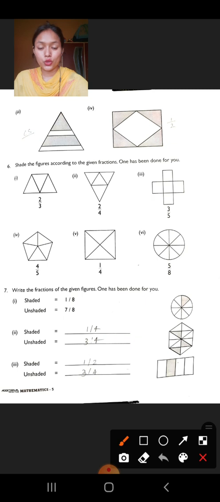Question number 6, you have to shade. Now this time you have to shade. Okay, so it is given, you have to shade according to the question.